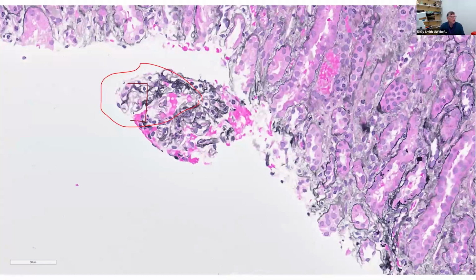Okay, how about if I go up to a little bit higher power? Maybe we can erase the annotations. So this is the single glomerulus that's present in the sample. It's detached, and someone identified it. Great, thank you.